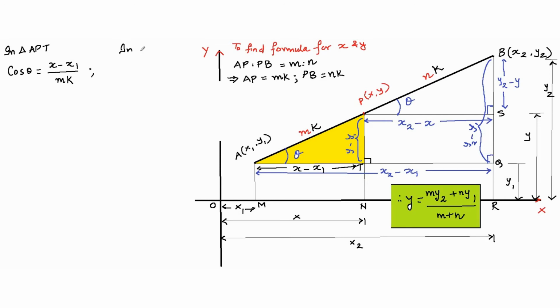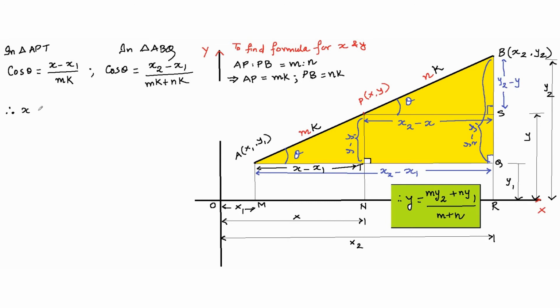And similarly in triangle ABQ, so let us shade the triangle ABQ, that is this whole triangle. In this whole triangle ABQ, cos theta is going to be x2 minus x1 divided by the hypotenuse, which is mk plus nk. So again, because theta is the same, cos theta is also the same in both the triangles.